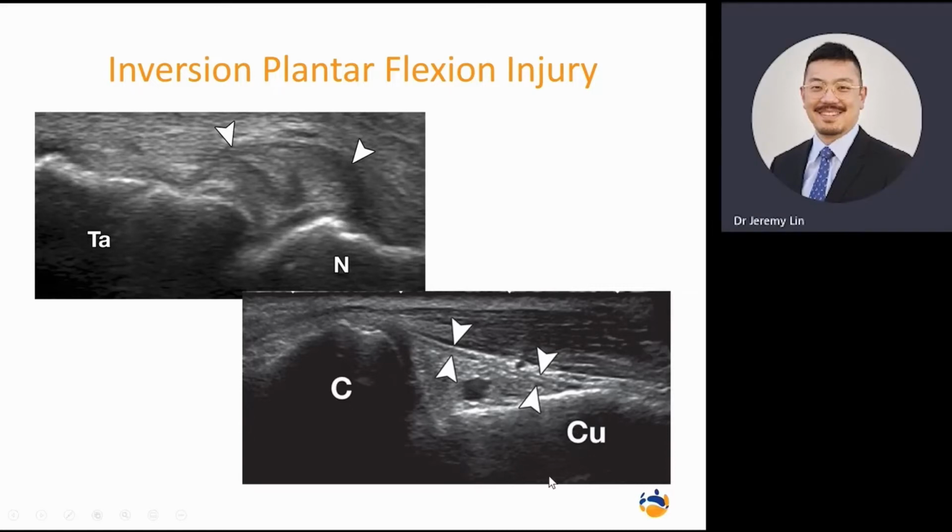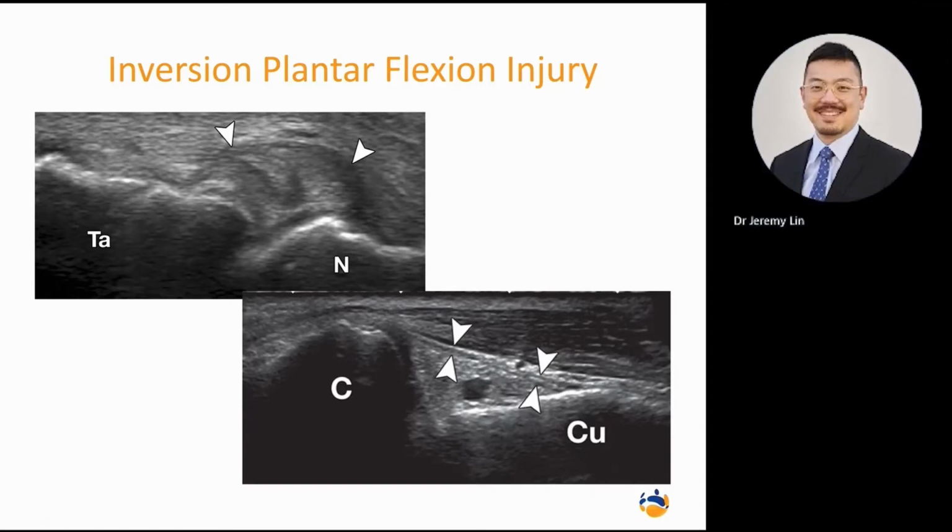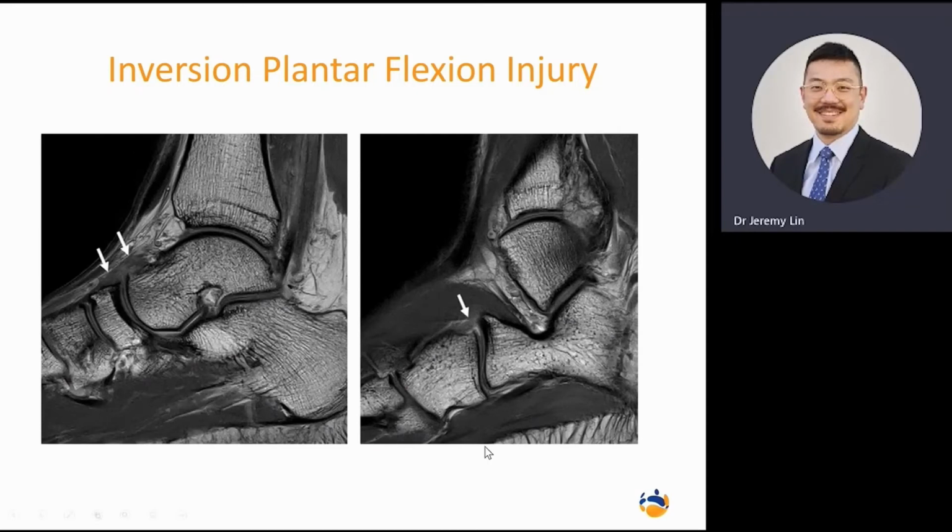And on the bottom here, this is the calcaneocuboid ligament. This is actually intact. You can see how nice and thin and hypoechoic it is. What you cannot see, and I don't have good examples of it, is the spring ligaments and definitely the bifurcate ligaments. So go to the next slide.